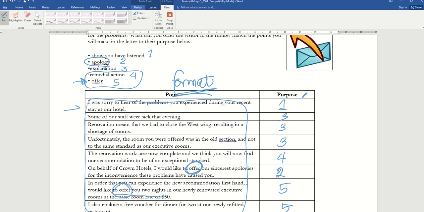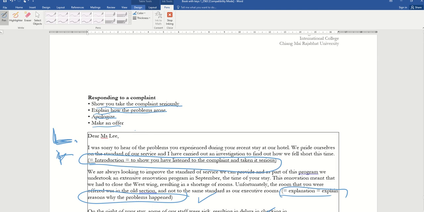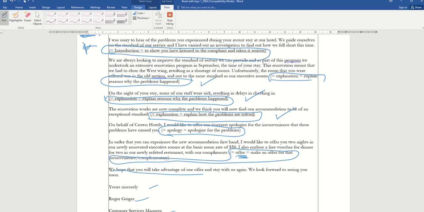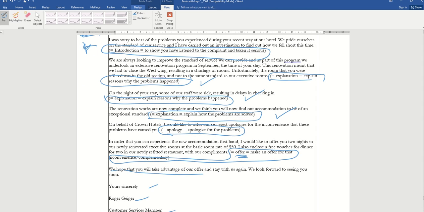So I hope you can see a draft, maybe not clear, but a draft of responding to the complaint. So this is the example. It is on page 83. This is the example of responding to a complaint in a form of the letter.